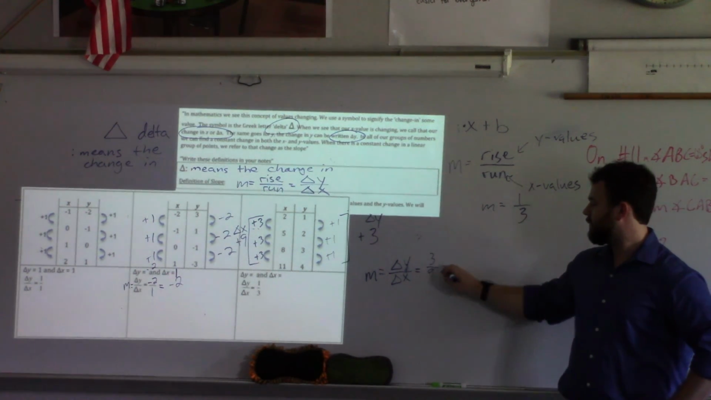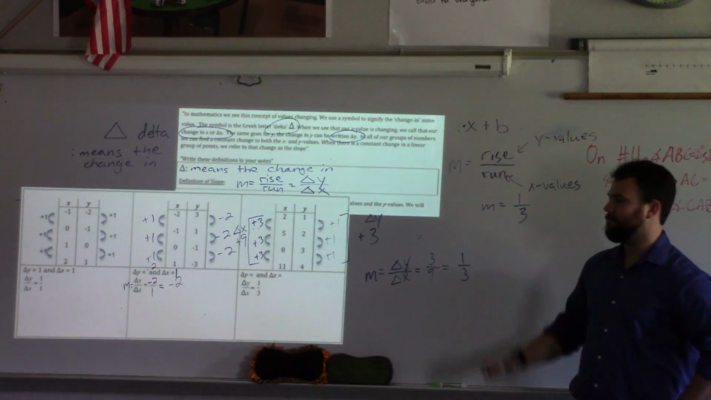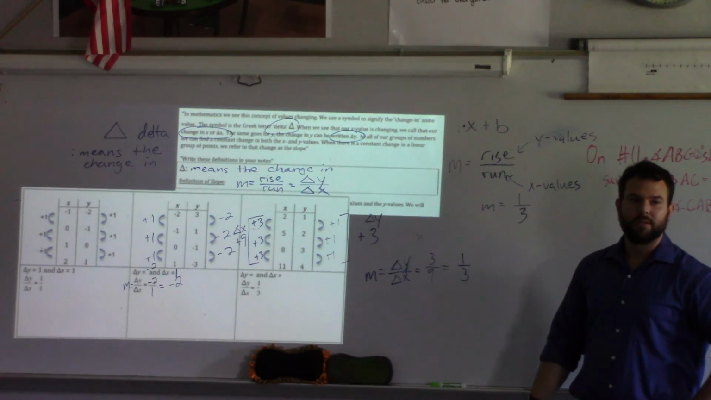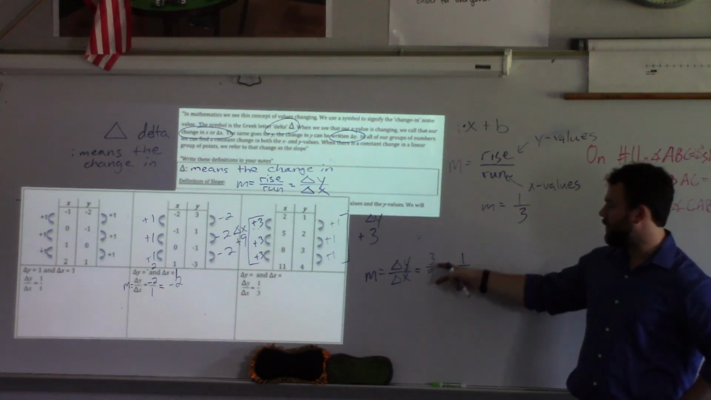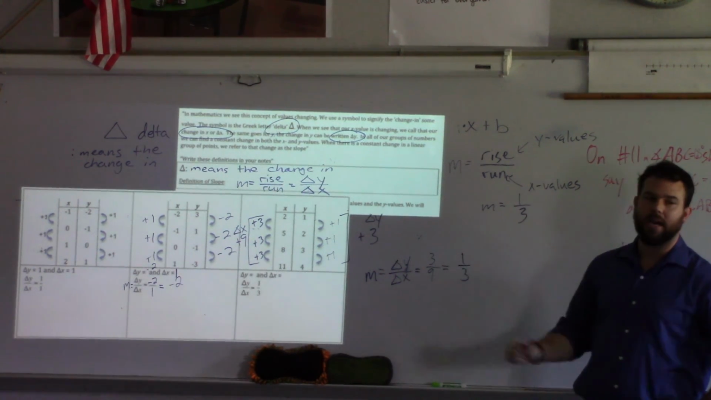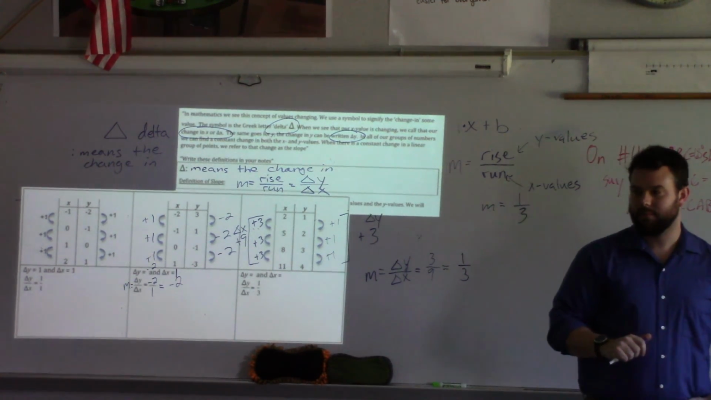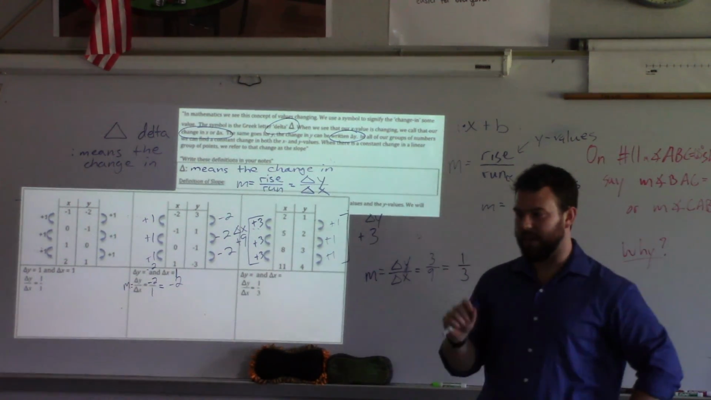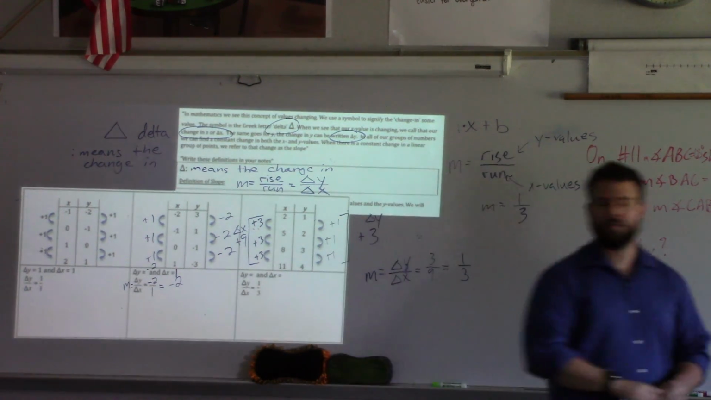The calculator simplifies it for you. Now be careful because you got to put it in the right order. It's 3 divided by 9. So did it give us the same slope? It's 1 divided by 3. Is that the same slope? Yes. Okay.